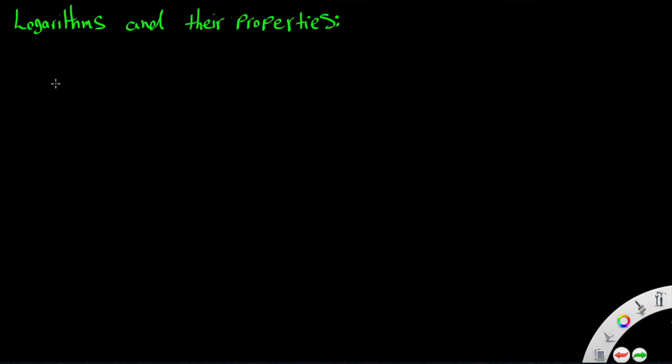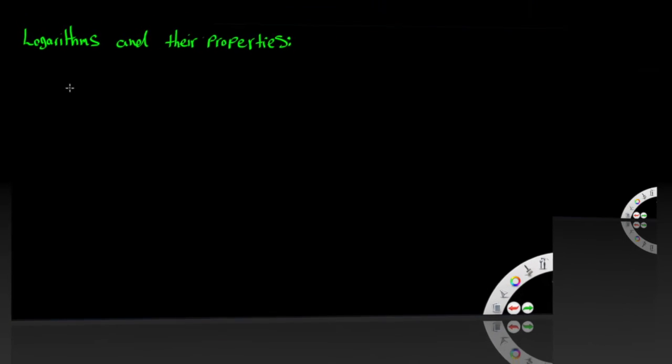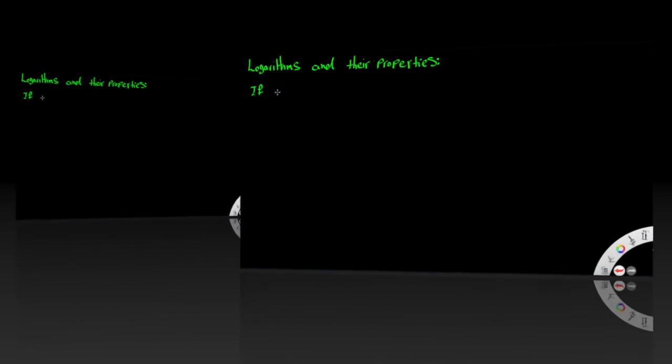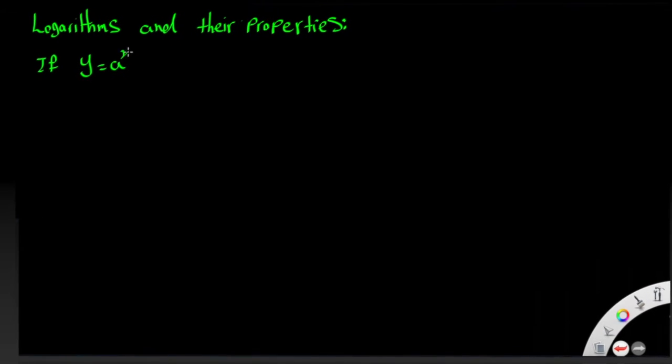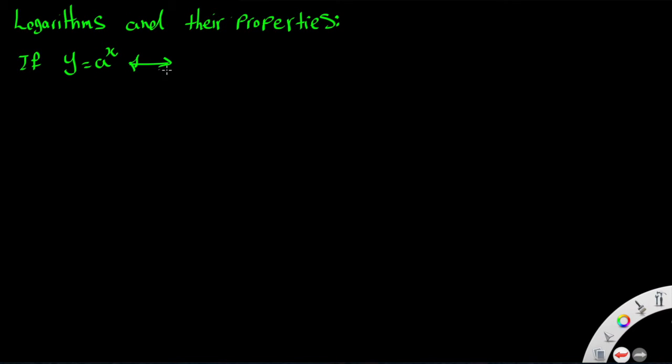Hello everyone, in this video we are going to work on logarithms and their properties. As you already know, if y is equal to a to the power x, then it is equivalent to saying that x is equal to log of y to the base a. As you see, the base in the logarithm and the base in the index are both the same, a, so a to the power of x will be y. It is the exponential form and it is the logarithm form.